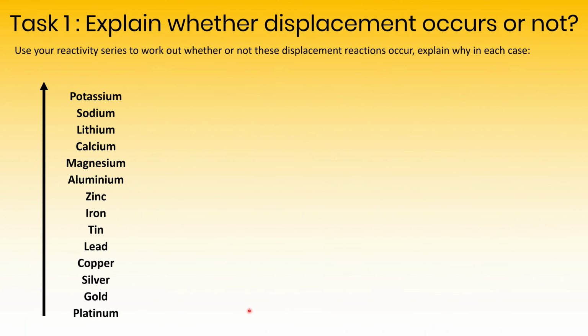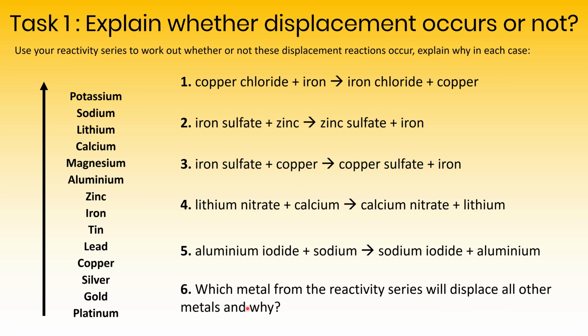So, I'm going to give you a whole bunch of reactions now, and it's your job to work out whether or not a displacement reaction will occur, and if it does or doesn't, you need to write a brief explanation of why. Here are your examples here, 1 to 6. Have a go at these questions, and then come back to check your answers.